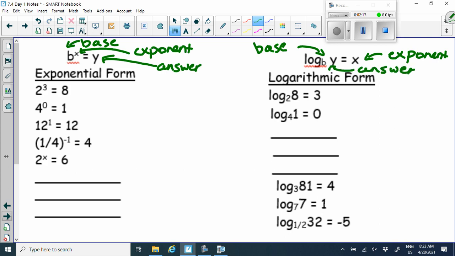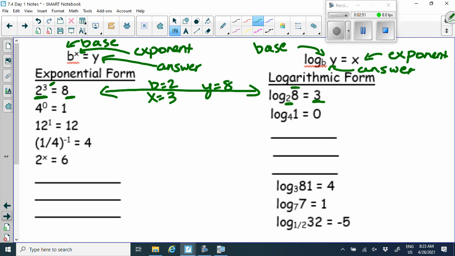Okay, so if we look at the first problem, notice we can rewrite it in different forms. We have the exponential form of 2 to the third equals 8. We can rewrite this in logarithmic form. Well, here 2 is our base. The 3 is our exponent. And then our 8, that is our answer. Okay?